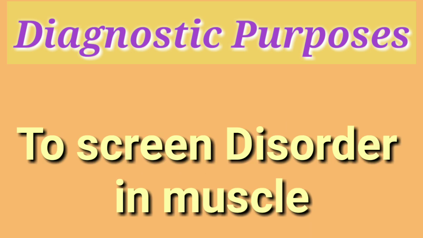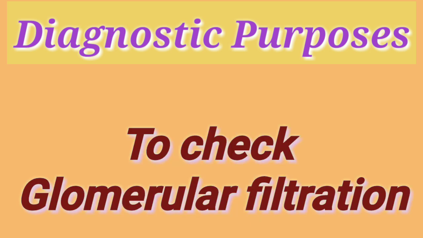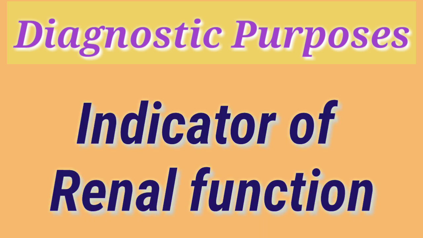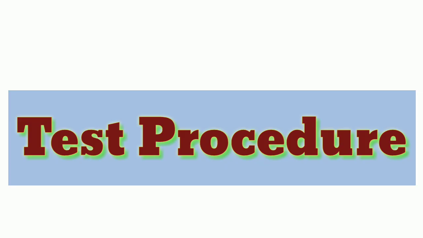Next we have muscle disorders. If you want to check whether the muscle has any disease or disorder, you have to perform the creatinine test. Next, if you want to check whether glomerular filtration is working properly or not, it is important to do the creatinine test. And next we have renal function, or kidney function. For renal function, we also perform the creatinine test.